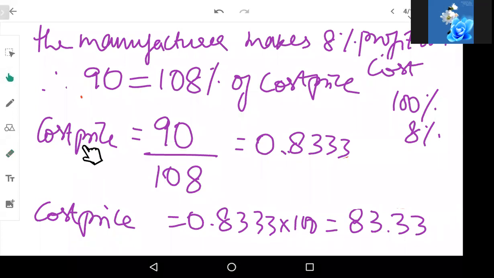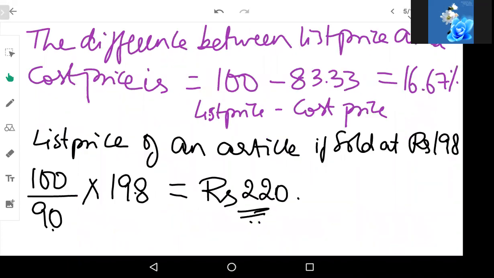Now, so what did we do? We found the cost price. 90 selling price divided by the percentage of the cost price that we got, and we got a number. Now multiply this with 100 to get the percentage. So list price is 100 rupees or 100%, and cost price is 83.33%. Now just find the difference between the two. So the difference between the cost price and the list price is 16.67%. Okay, directly we got the difference.